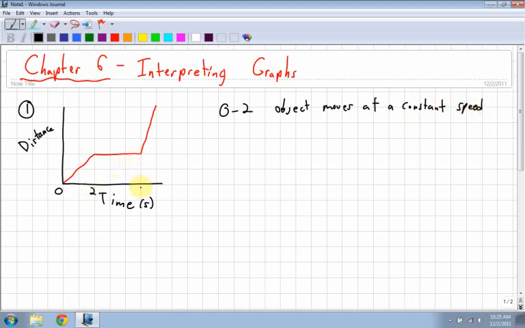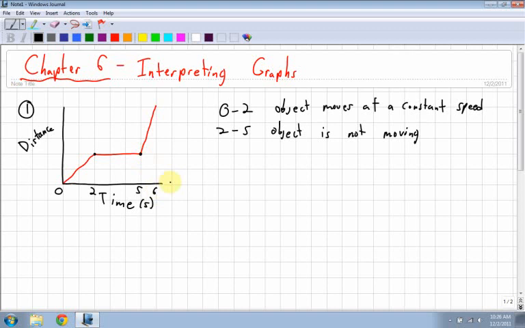From 2 to 5, what do you think is happening there? Its distance isn't changing. It's not getting any further away. So therefore, since the time is increasing from 2 to 5, but the distance is not increasing, the object must be stopped. So from 2 to 5, the object is not moving. Right? The object is staying still.